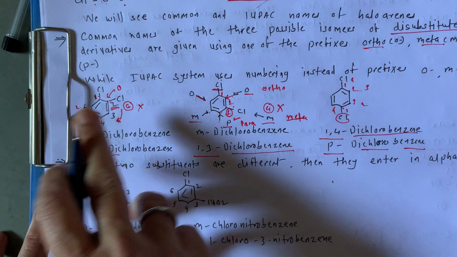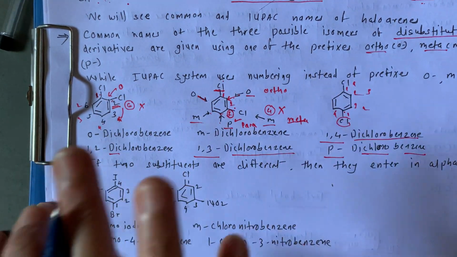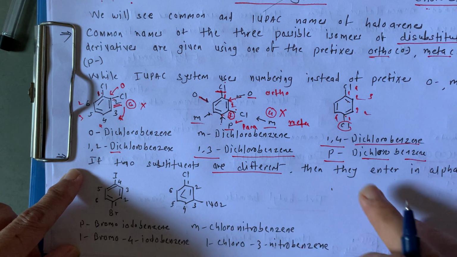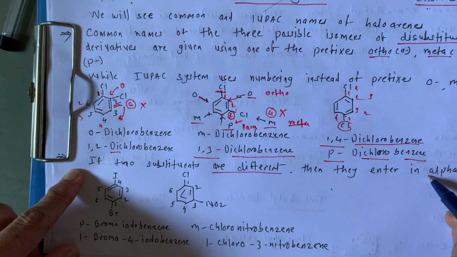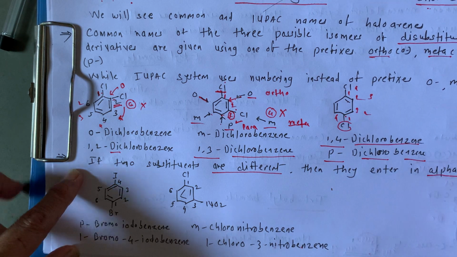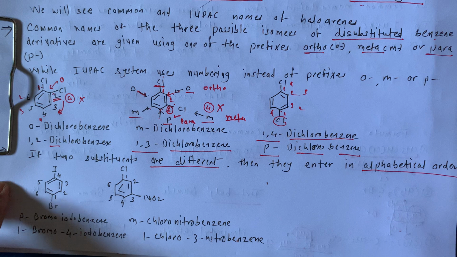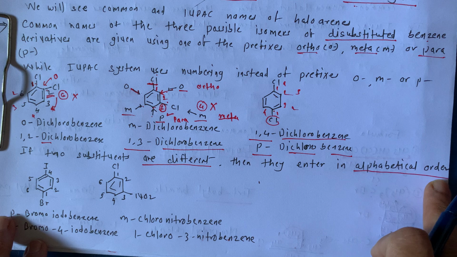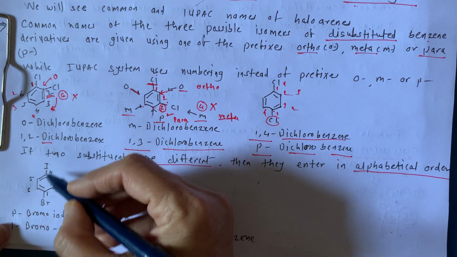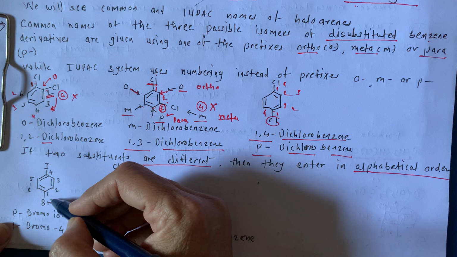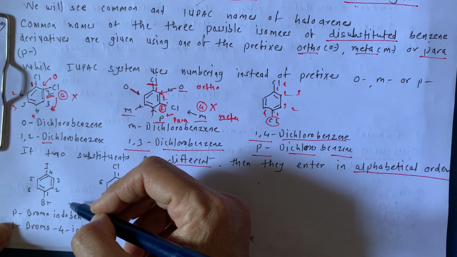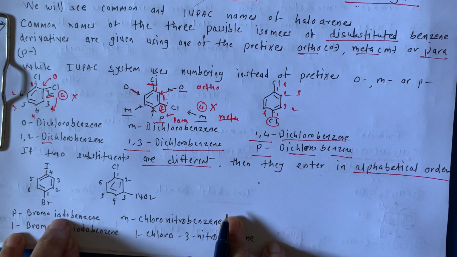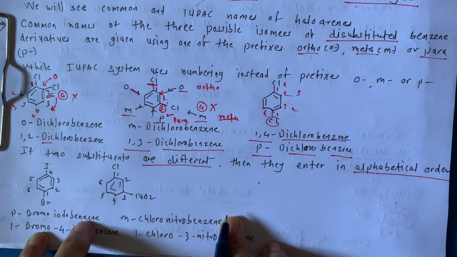Now next thing. Up till now, all these substituents are the same. Now if two substituents are different, then they enter in alphabetical order. You have to remember this thing. Here it is iodine, here it is bromine. So which comes first in alphabetical order, B or I? B comes first. So you should write bromo first, then iodine, there is iodo for that, and then benzene.